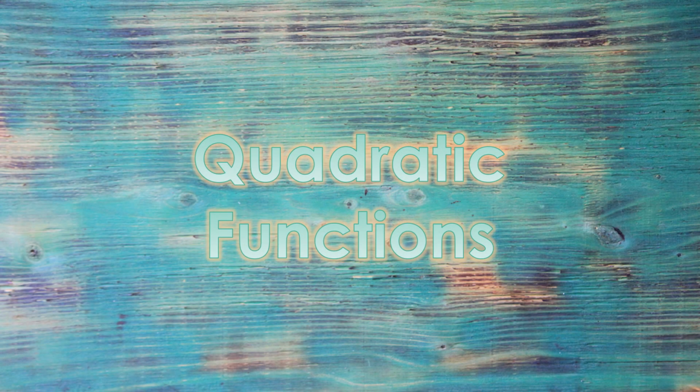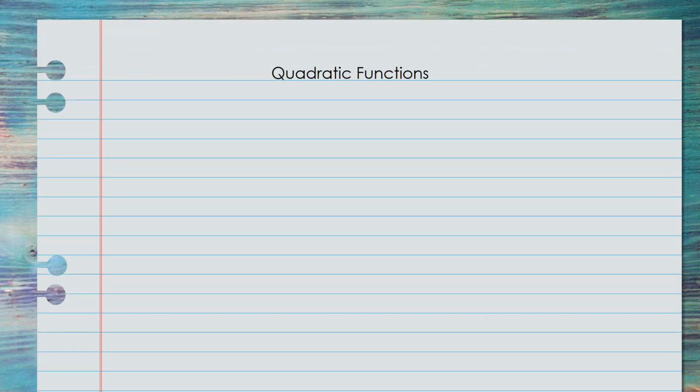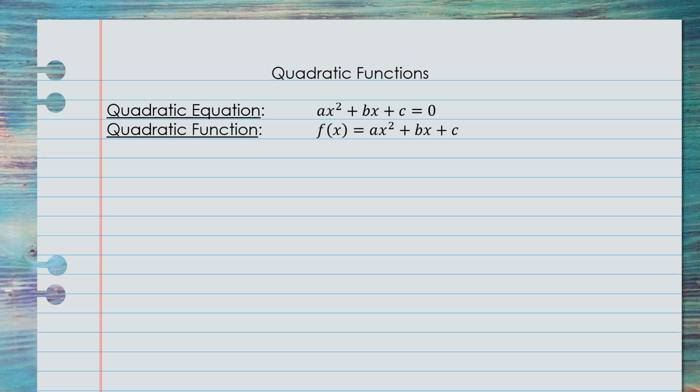This lesson is over quadratic functions. A quadratic equation is of the form ax squared plus bx plus c equals 0. Now let's look at a quadratic function. Well, a quadratic function must have function notation, which means it is of the form f of x equals ax squared plus bx plus c. Now, for these to be quadratics, you need to remember a, b, and c represent real numbers, and a cannot equal 0.